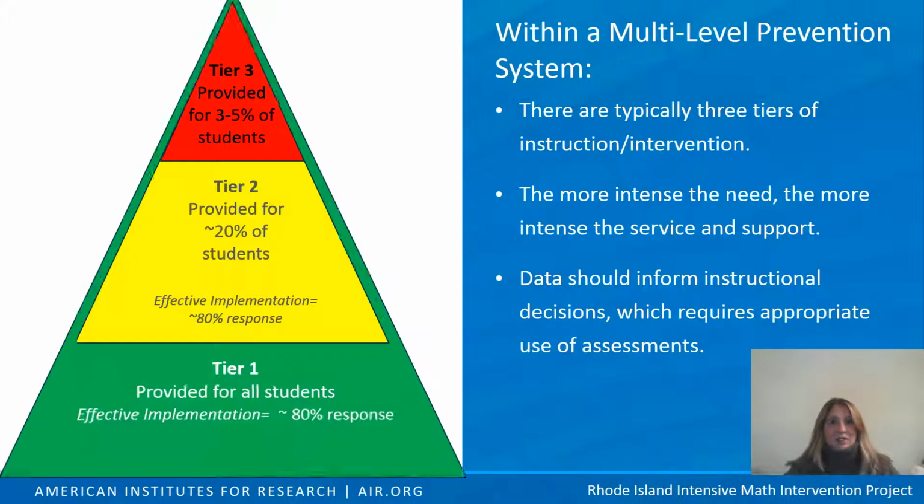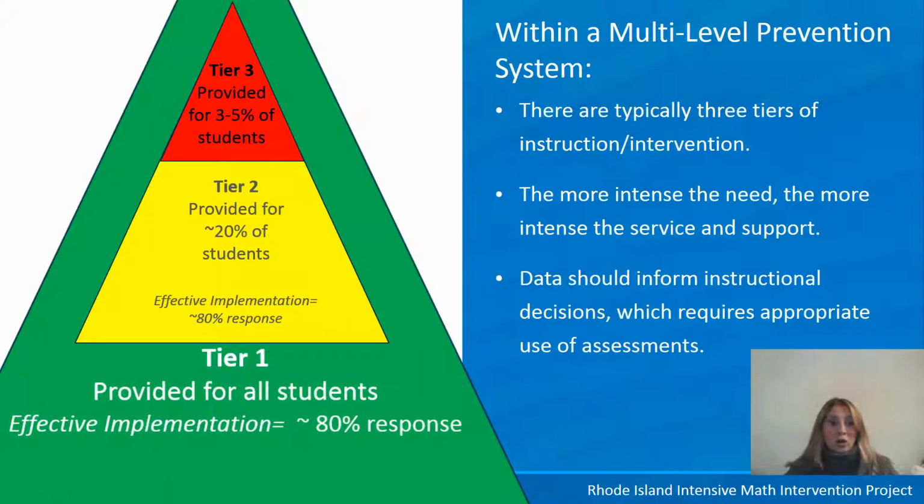Tier 1 is provided for all students with a goal of effective implementation and responsiveness for approximately 80% of our students, compared to Tier 2, which is provided for approximately 20% of students that struggle beyond grade level core instruction. And then we move to our Tier 3, which is our most intense, and it's provided for about 3 to 5% of our students that are not responsive to standard approaches and need individualization of content.